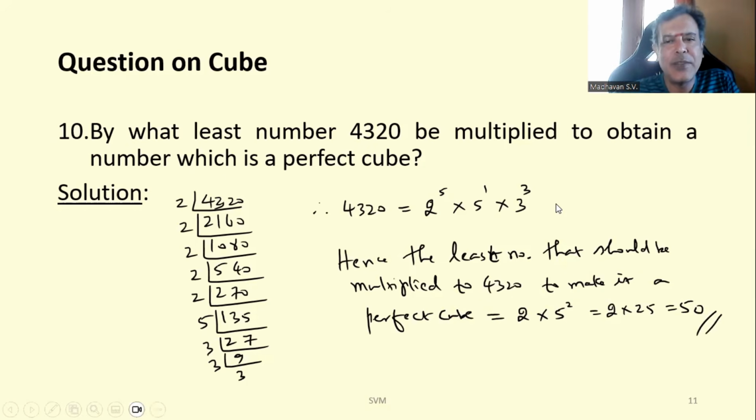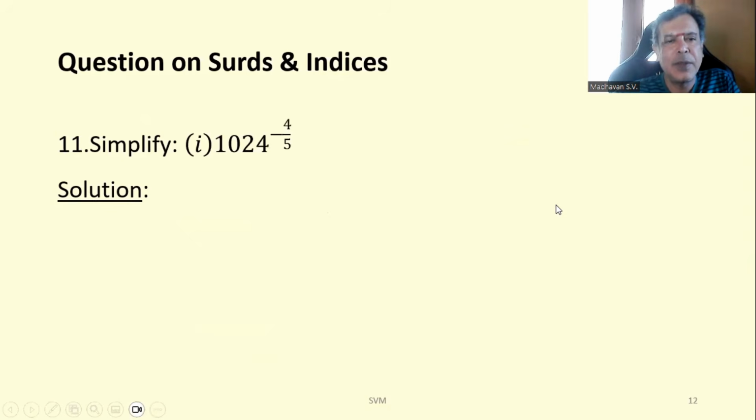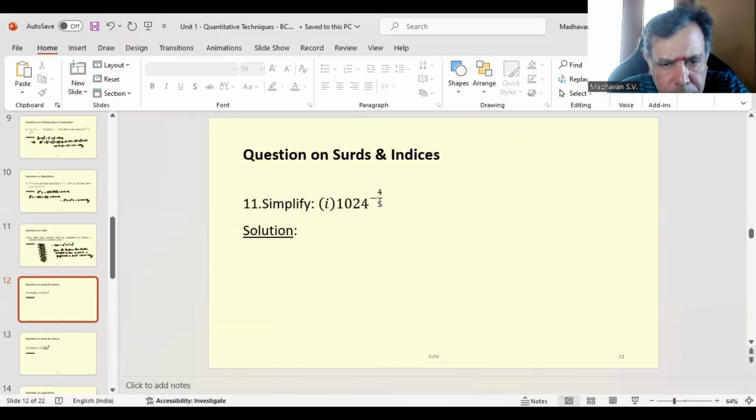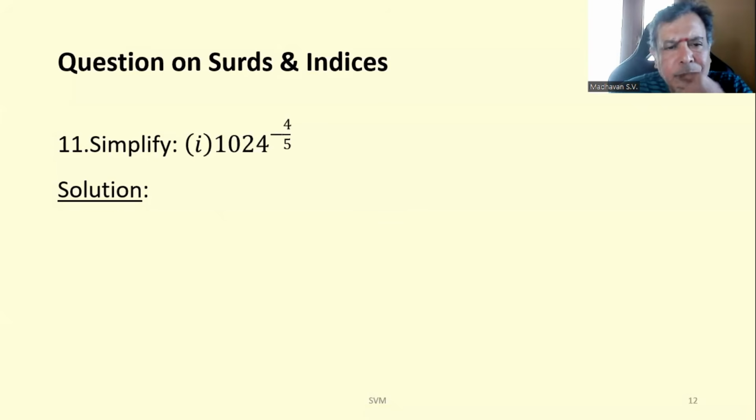Let us move on to the next. Simplify 1024 to the power of minus 4 by 5. So let me rewrite this. This is 1024 to the power of minus 4 by 5.